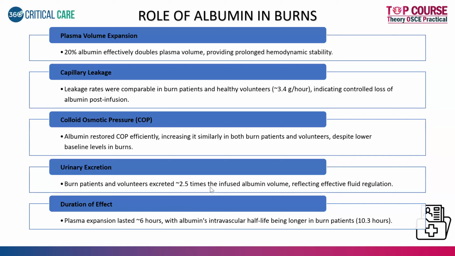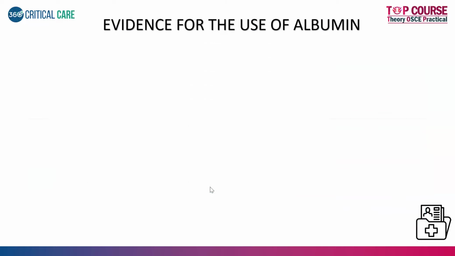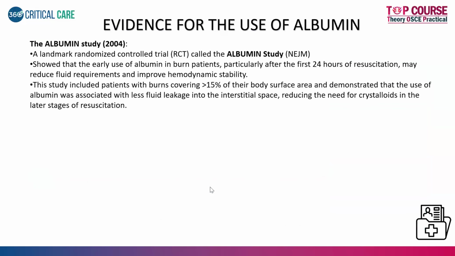So we have spoken about a lot of things like volume expansion, prevention of end organ damage, etc. So what is the evidence saying for the use of albumin? There was a trial done way back in 2004, the NEJM article called the albumin study. It did show some improvement in patients with burns.